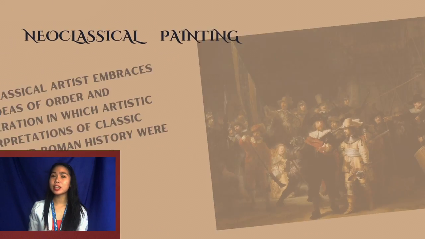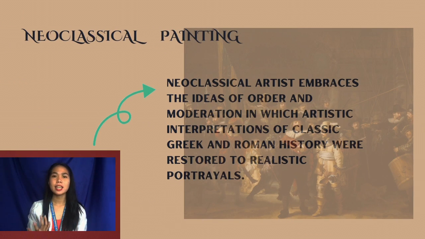Now let us proceed to neoclassical painting. Neoclassical artists embraced the ideas of order and moderation, in which artistic interpretations of classic Greek and Roman history were restored to realistic portrayal. So neoclassical painters gave great importance to costumes, settings, and details of classical subject matter, without adding distracting details but with as much historical accuracy as possible.